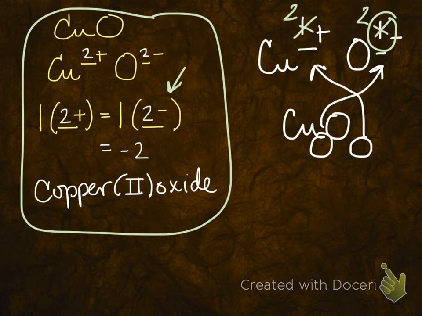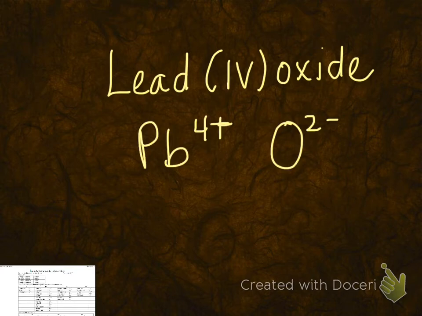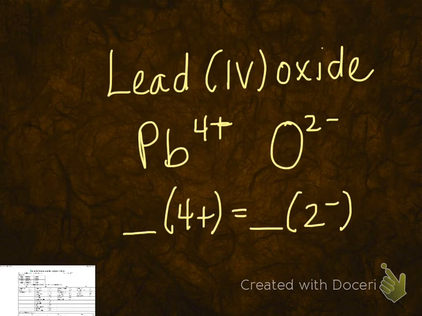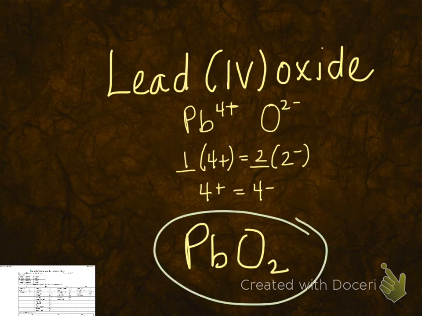Do you want to do one more together? Let's, and then get going on the practice and then the FIP quiz. Let's look at lead(IV) oxide. So first, of course, we will write our ions, and then I'm going to do my algebraic approach here. Well, I can tell immediately that this is going to be a 2-to-1 relationship, and if I take 2 of these to 1 of these, sure enough, that gets me 4+ equals 4-. The whole thing balances out, and my formula is PbO2.